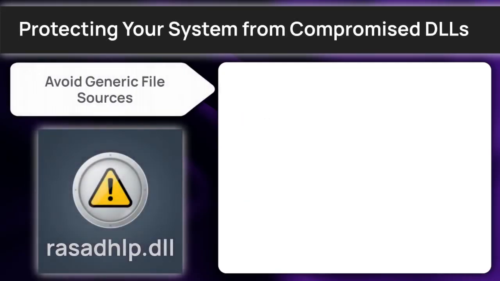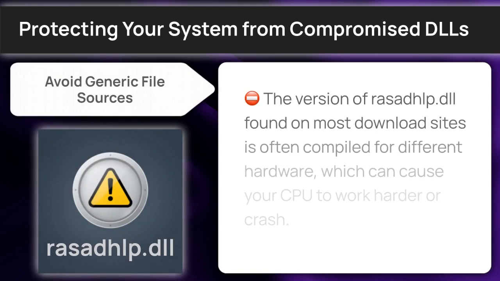I want to share a quick best practice that will help you avoid security complications in the future. Don't let a small error become a total system rebuild by trying to force install Rasadhlp.dll into directories where it doesn't belong.